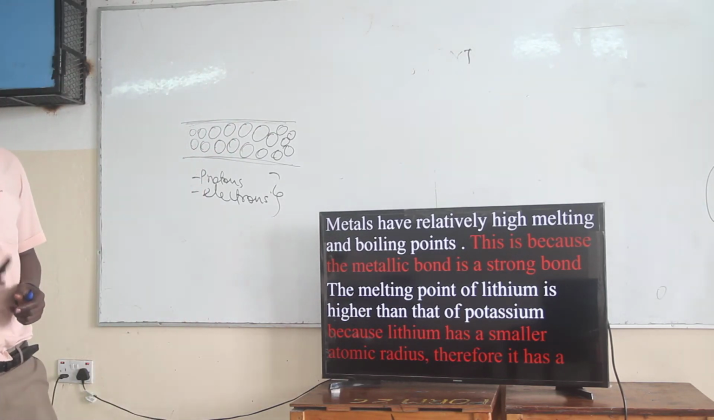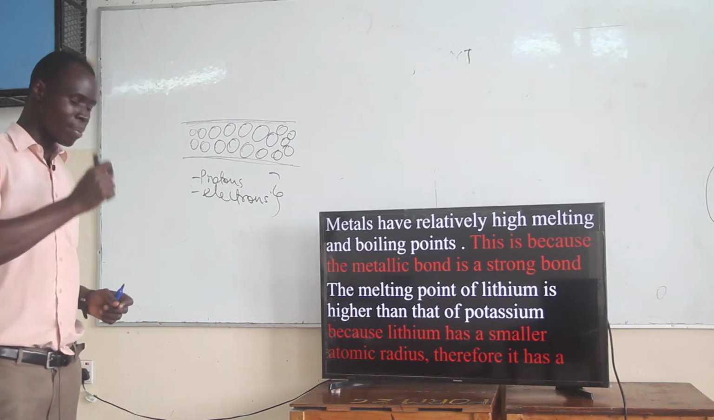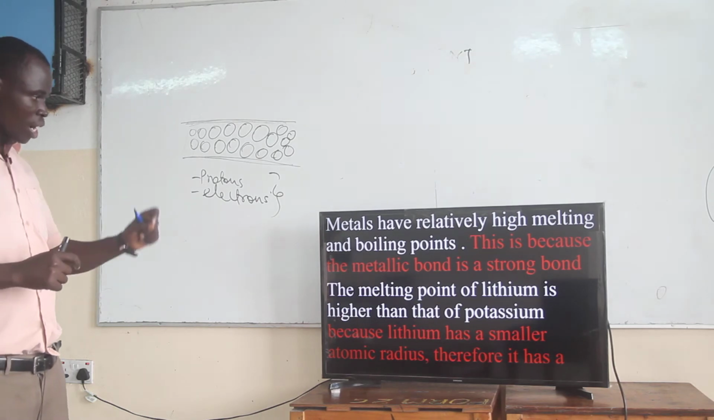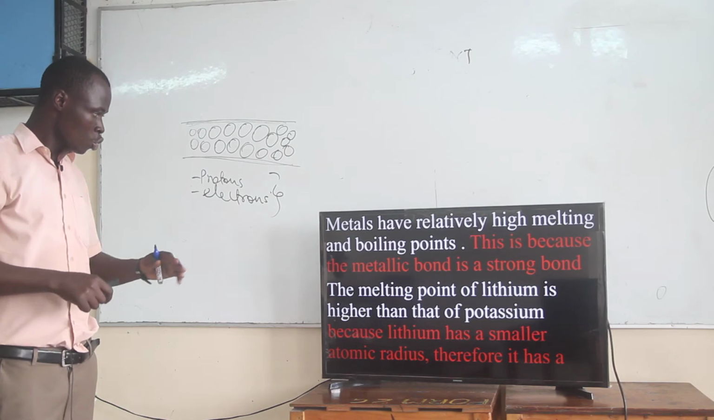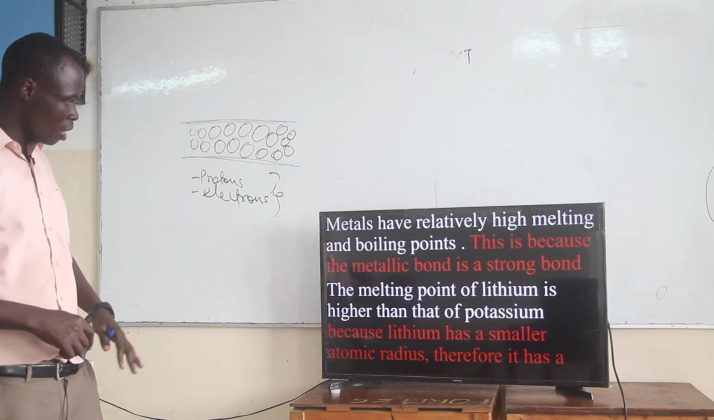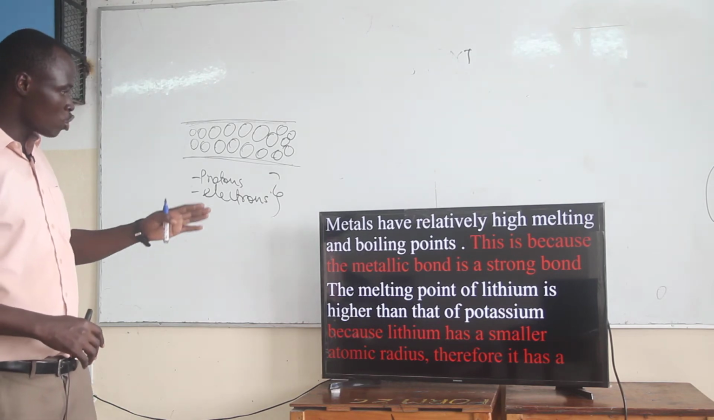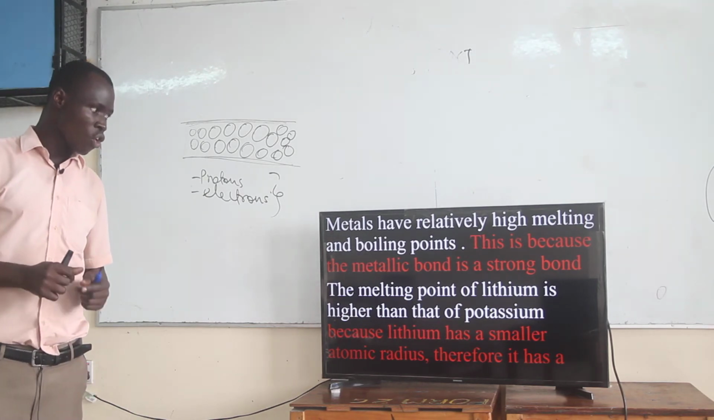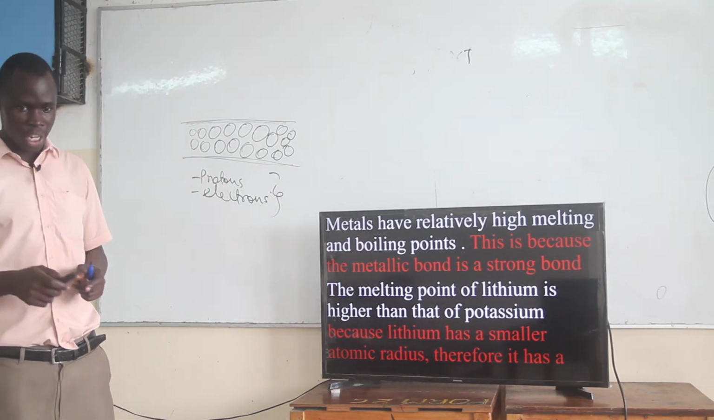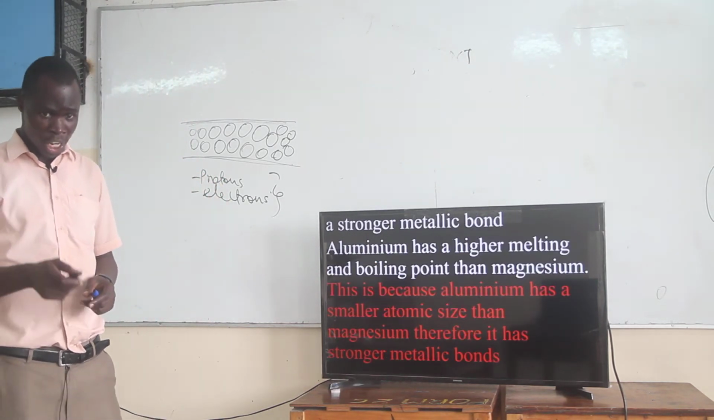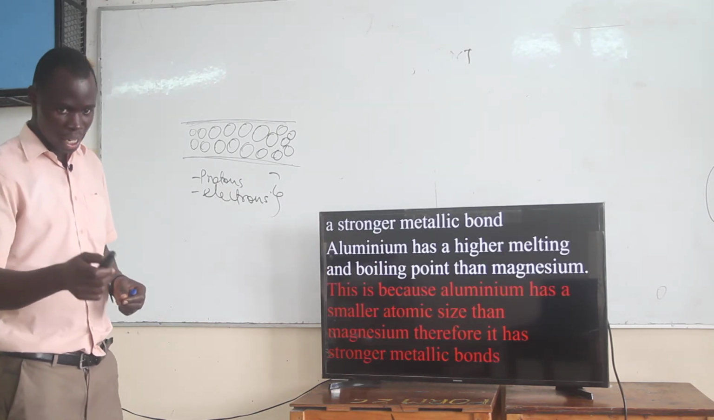Remember, as I was introducing, I told you that there are two things that determine the melting and boiling point, and I said the first one was atomic radius. So the first factor is seen here, whereby lithium has a small atomic radius compared to potassium and sodium. Therefore, lithium will have a higher boiling point and melting point compared to the two. And this is going to contribute to a stronger metallic bond.